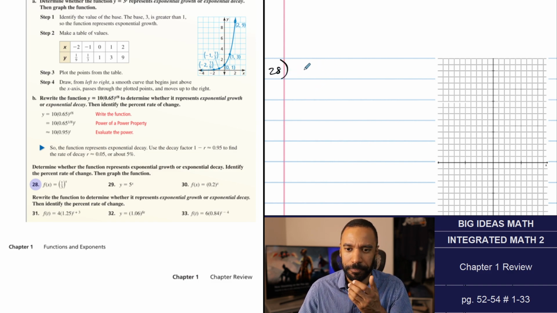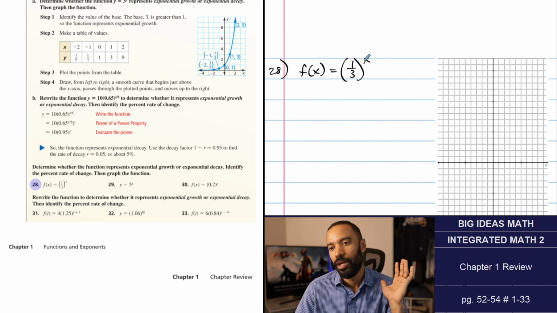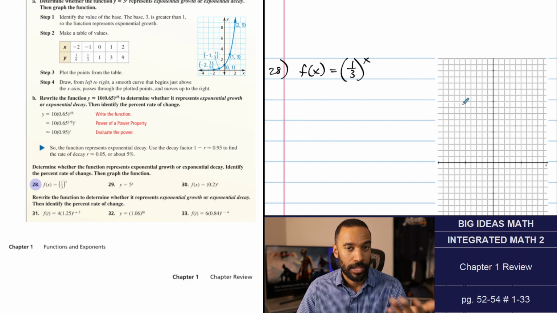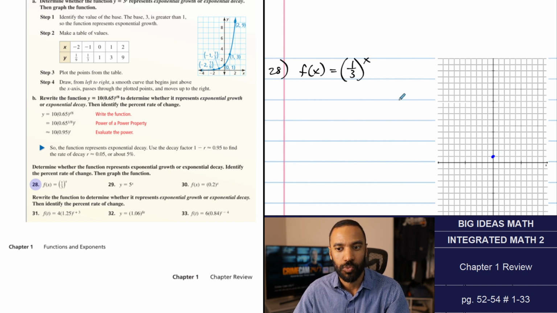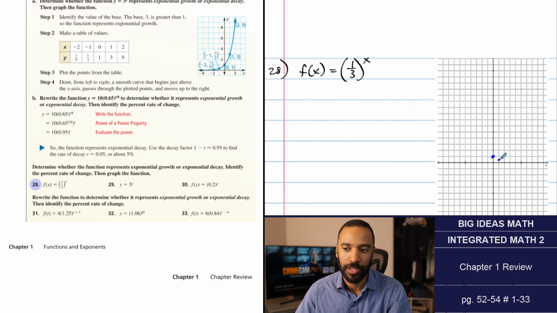Okay, number 28. We have f of x equals 1/3 to the x power. So when x is 0, y is 1. That's what I mentioned when I was saying y-intercept. It's 1 times 1/3 to the x power, which means this y-intercept is 1, like that. When x is 1, y is 1/3, which is a third of 1. And then you multiply by another third to get 1/9 when x is 2.